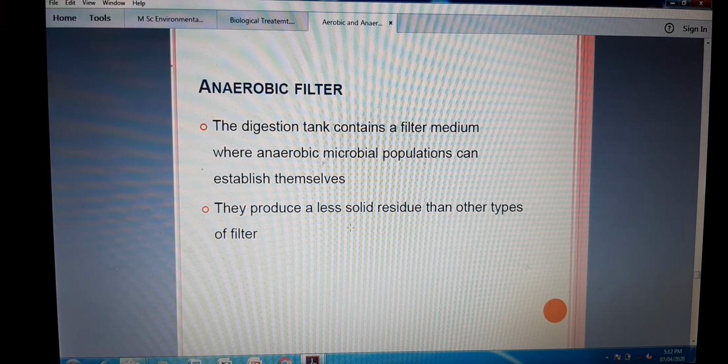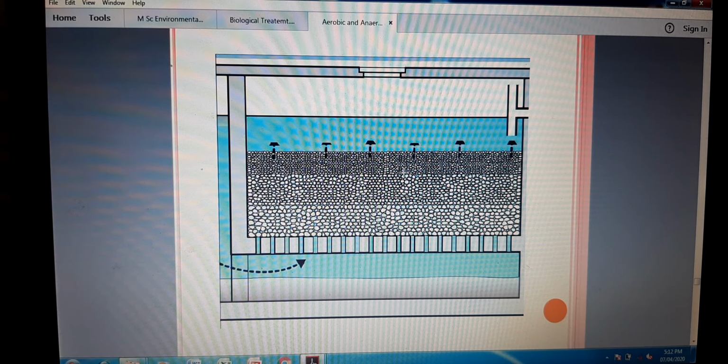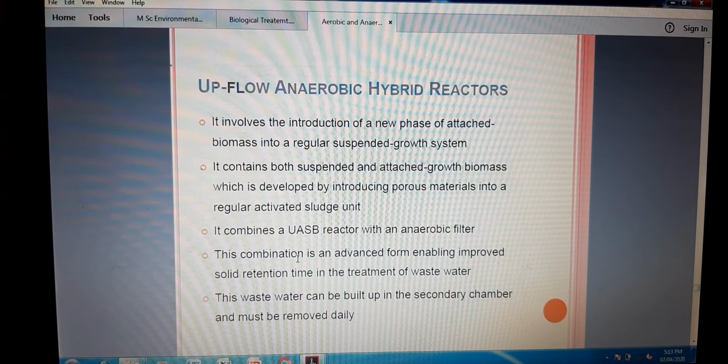They produce less solid residue than other types of filters, because their consumption rate is maximum. This is the structure of the anaerobic filter. In this particular anaerobic treatment, most of the anaerobic bacteria are present at the bottom of the tank or reactor. At the upper side, the aerobic bacteria are present. In the middle, mostly facultative bacteria, but most of the anaerobic bacteria are present at the bottom of the tank. After the treatment, water is clear and comes out this way. So this is what the anaerobic filters are.